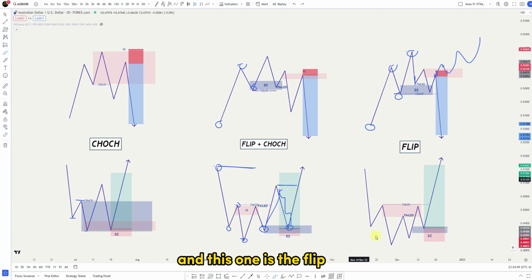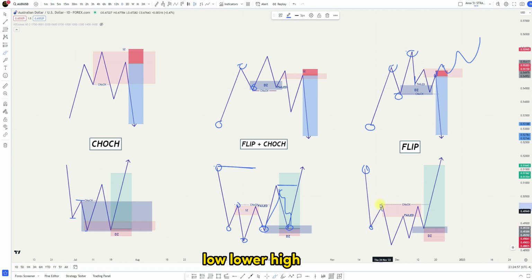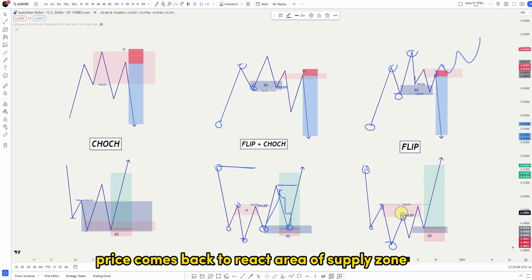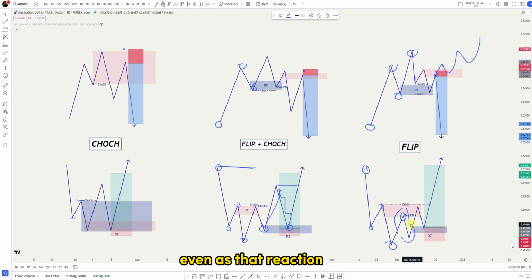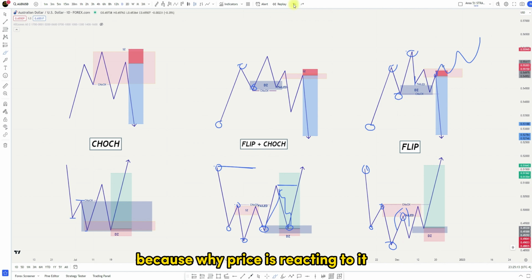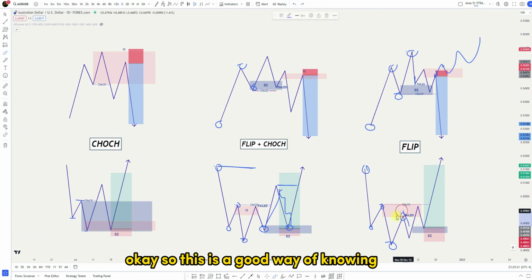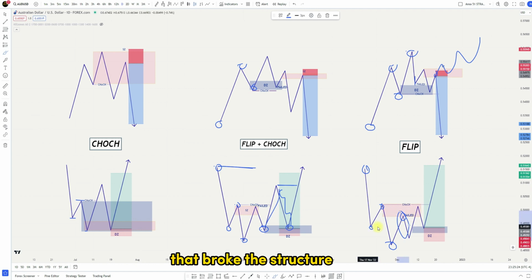And this one is the flip of this uptrend here. We have price creating a higher high, and then a lower low, lower high, and then a lower low, and then we have an area of a supply zone here. Price comes back to react to the area of the supply zone, giving us that reaction to validate that this supply area is strong, because price is reacting to it. Price did not just go through it and create a higher high, rather it reacted. So this is a good way of knowing that this area of supply that broke this structure is valid and strong. But what happened after that?